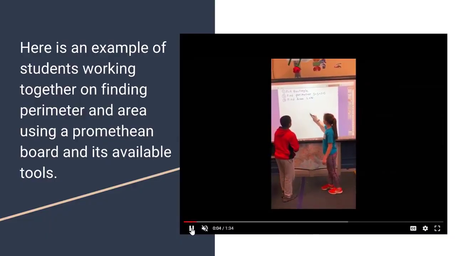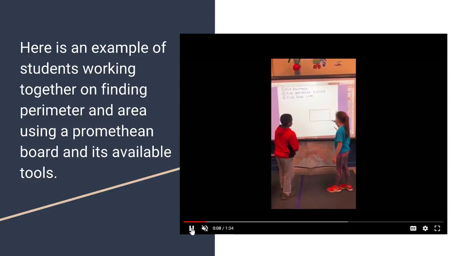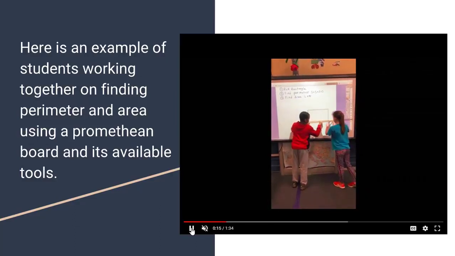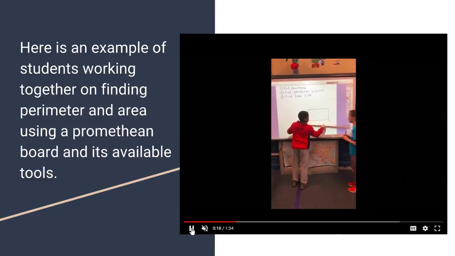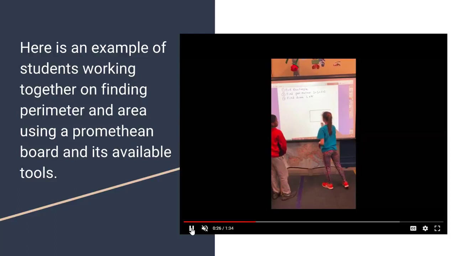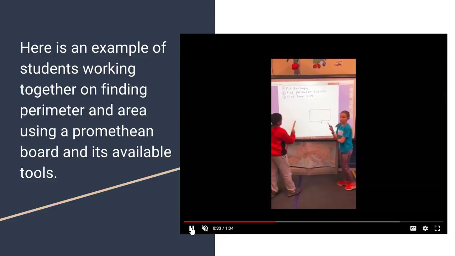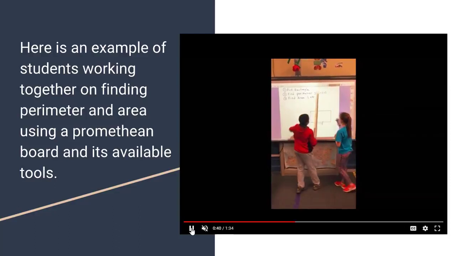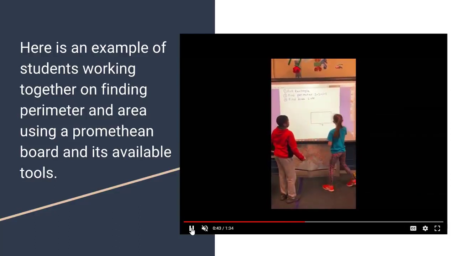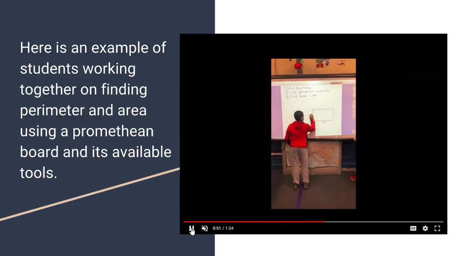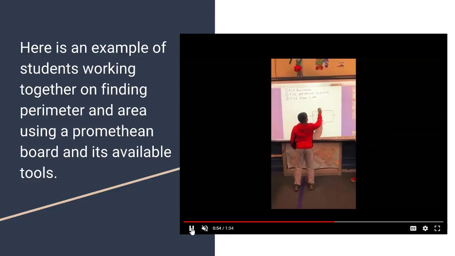Here's an example of two of my students using our Promethean board to draw a rectangle, measure the sides using a yardstick, label the sides, then using those measurements, they will determine the perimeter and the area of the rectangle they've drawn.